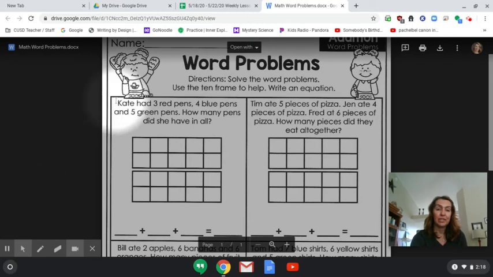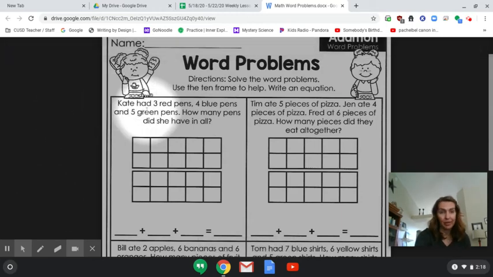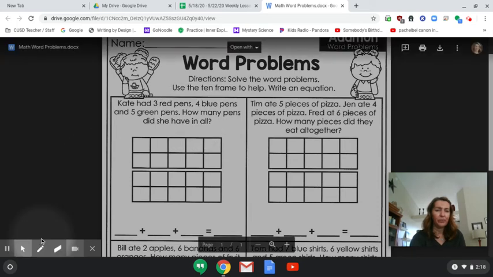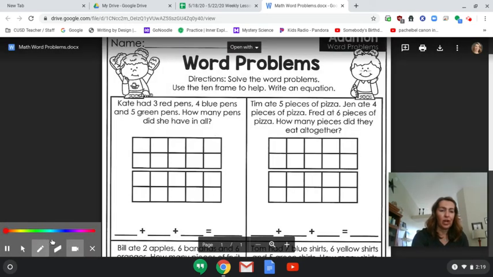The first one says Kate had 3 red pens, 4 blue pens, and 5 green pens. How many pens did she have in all? So let's use our little colorful thing here. 3 red pens. So I'm going to start with red. So you can see here that it says 3 red pens, so that helps us. So what we could do is mark in 3 spots.